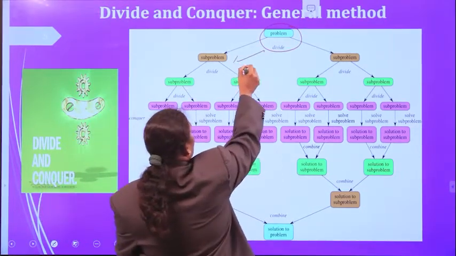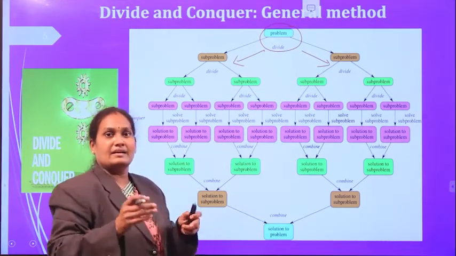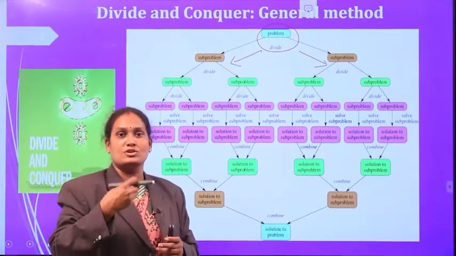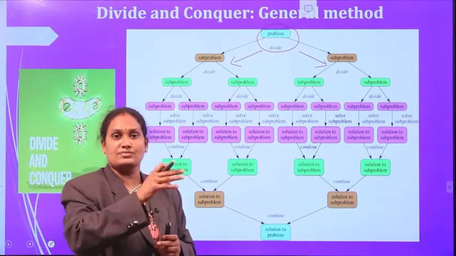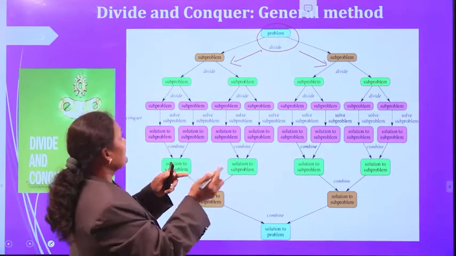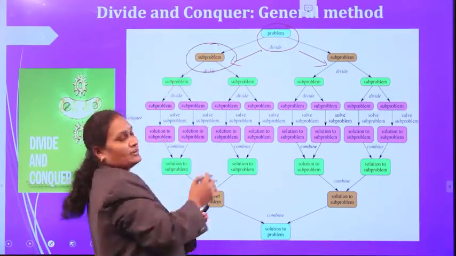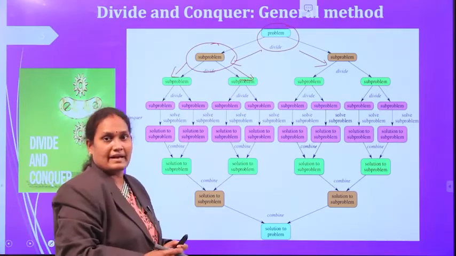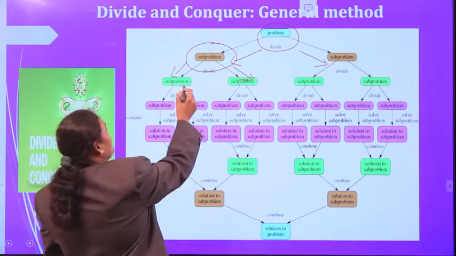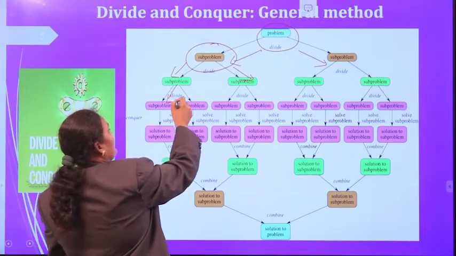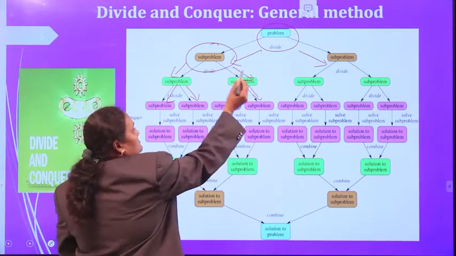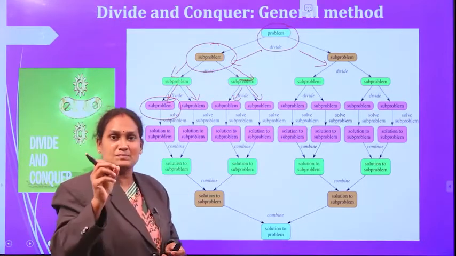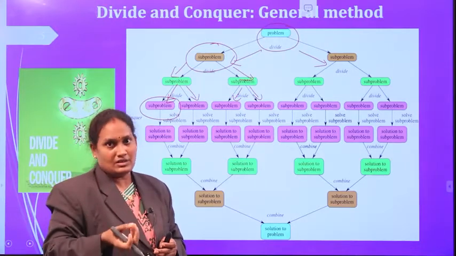Here I divided the problem into two subproblems. Then if the subproblems are small enough, we go for finding the solutions of the subproblems, and these solutions are combined to get the solution of the given problem. But if these subproblems are also large, then they are again divided into subproblems, and again, if these are large, they are divided again into subproblems. Now here I got a very small subproblem which can be solved without further splitting.